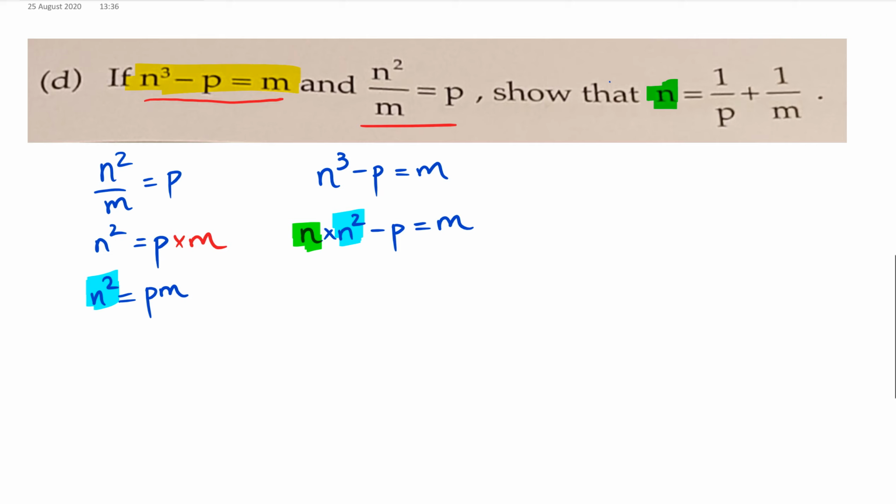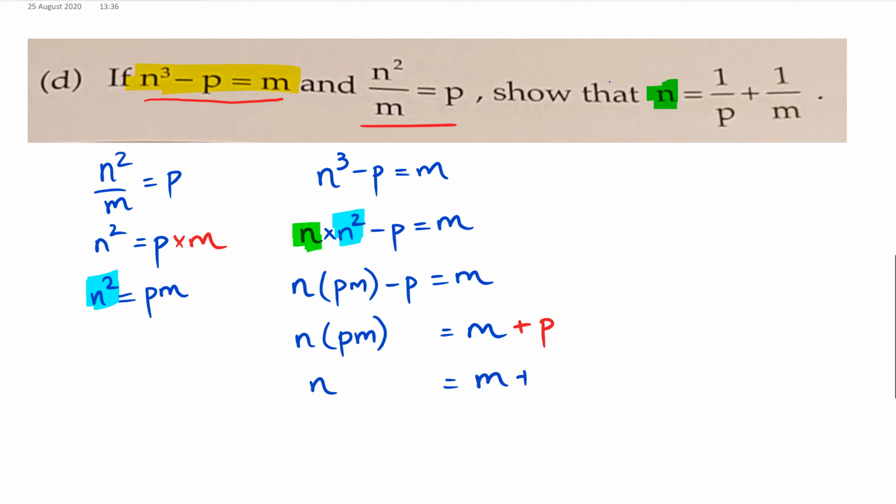So because n squared is equal to pm, I could rewrite this as n multiplied by pm, minus p equals m. From here, my next step is to get rid of the minus p. Moving the minus p to the opposite side will make it plus p. Then I can get rid of the pm, because then what I'll have is m plus p, and the whole thing is divided by pm. Because remember, pm is in brackets and it's getting multiplied by n, therefore it can be separated.